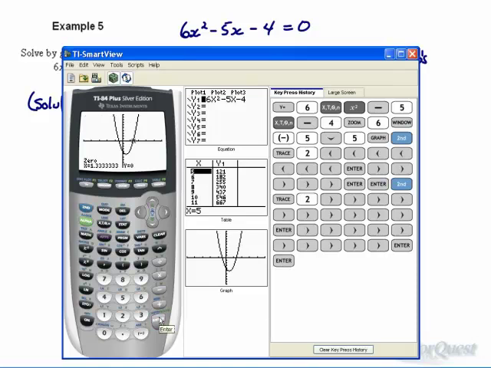And the other one is 1.33333, which is really 4/3. So that's how you find zeros or x-intercepts or solutions with the graphing calculator. You could have tried to factor this, and you would have found a factor of -1/2 and another factor of 4/3. You've done it that way already. Now you can verify it with your calculator.